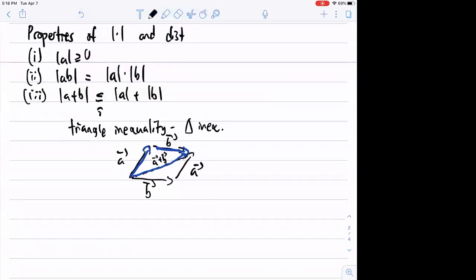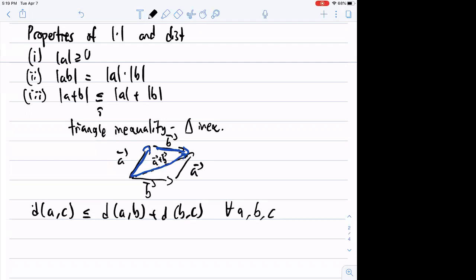So, okay. Next we get that distance also satisfies this. So distance from A to C is less than or equal to distance from A to B plus distance from B to C, right? For all A, B, C. So note, if you just wanted to find a distance from A to C, it doesn't matter what B you choose.